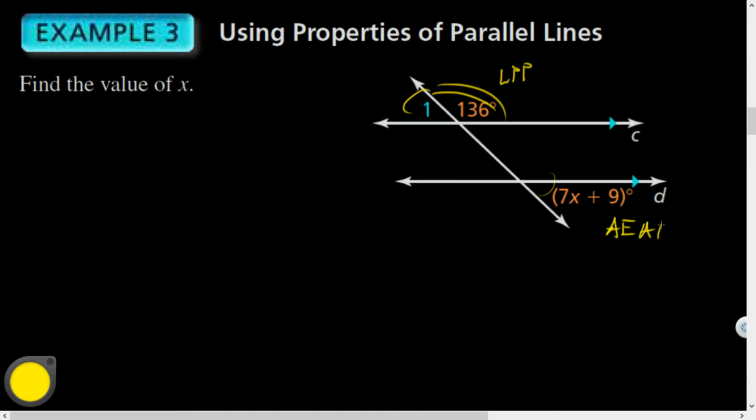Alternate exterior angles theorem would say that this one and angle 1 are congruent, and therefore this plus 136 is going to equal 180.